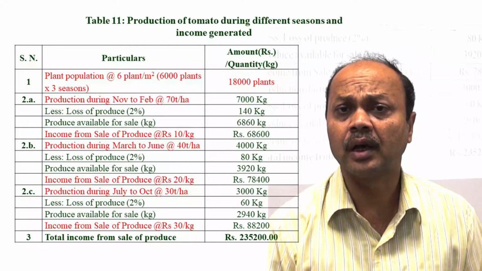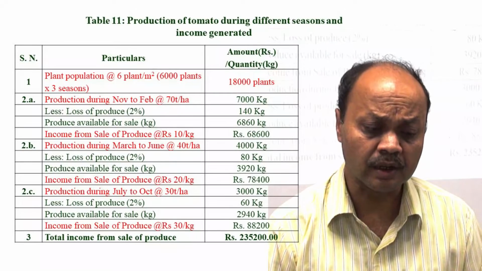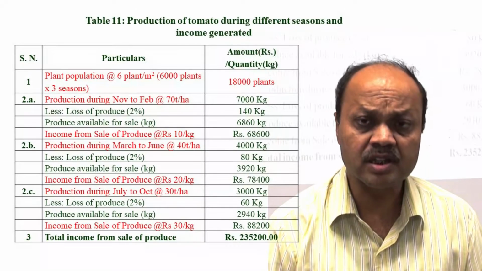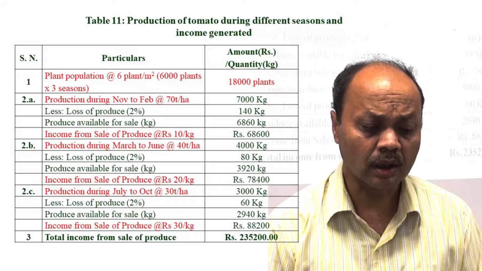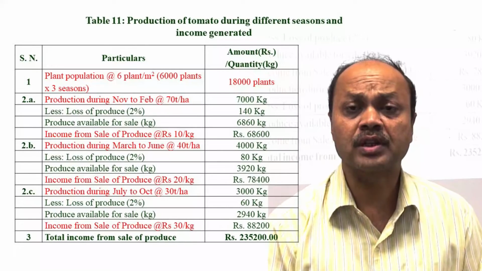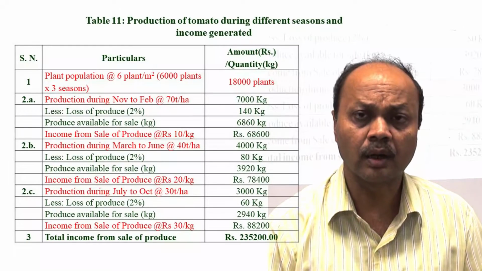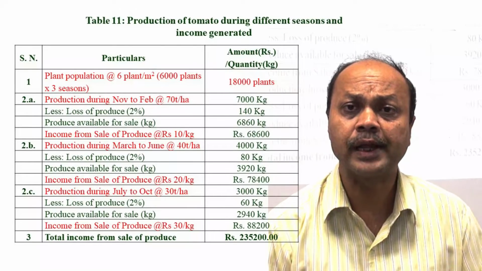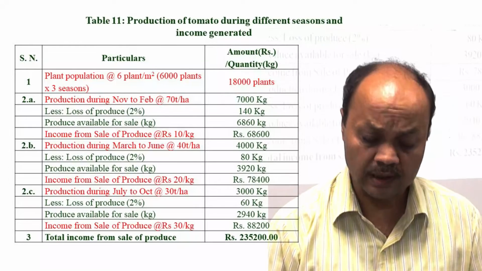During Rabi season, November to February, we have considered 70 ton, and during summer season 40 ton, and during Kharif season, you can say rainy season, July to October, we have considered 30 ton. Because you know that the tomato price varies around the year, we have taken the same price as you use in the drip or in conventional case. So this is your total income from the sale of produce.